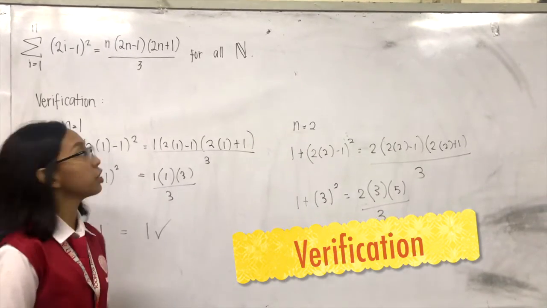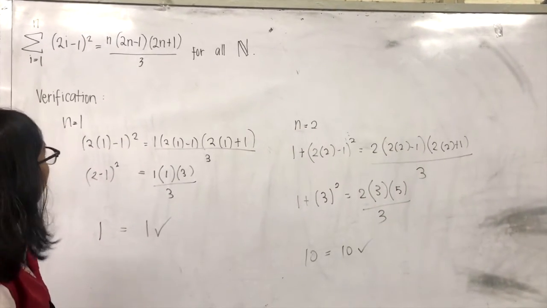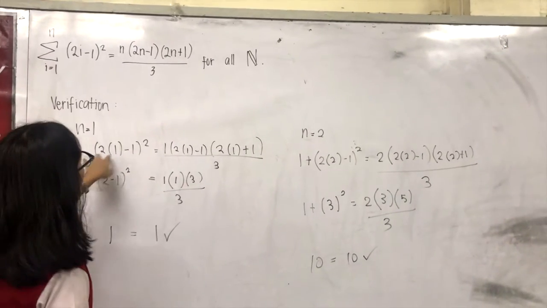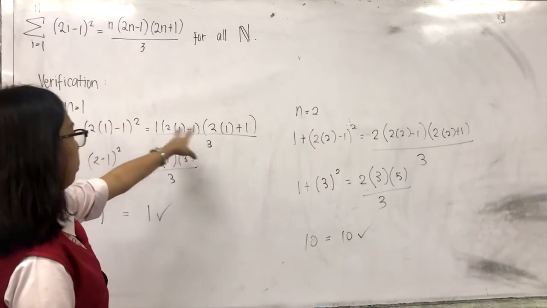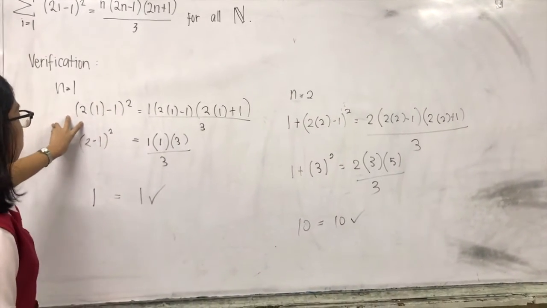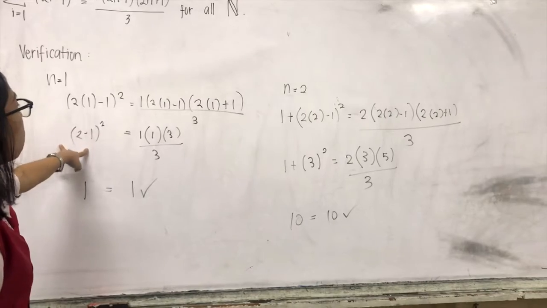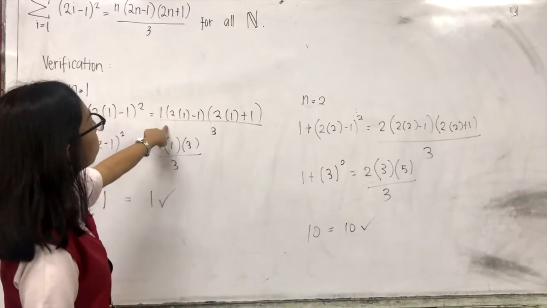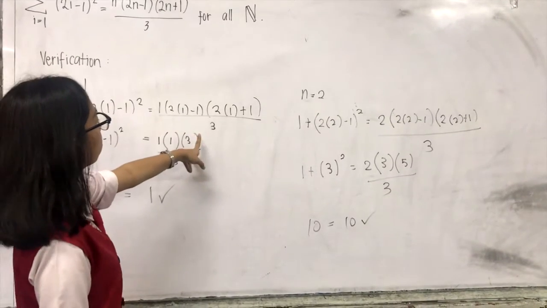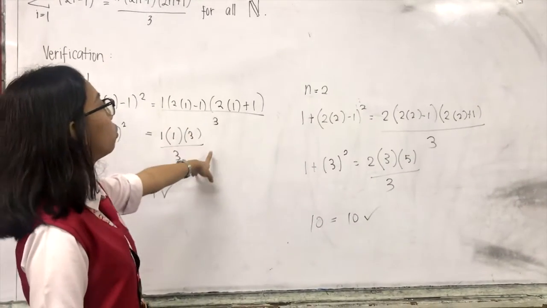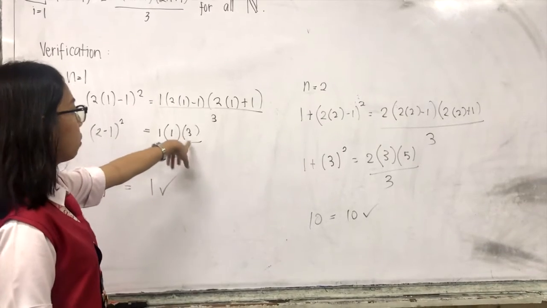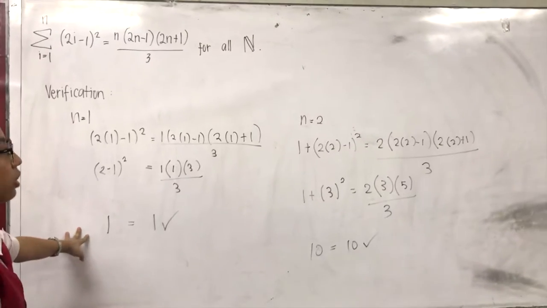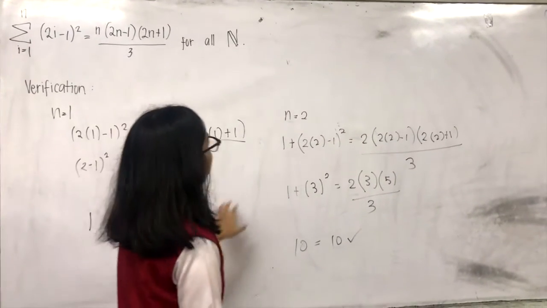We must substitute a certain number into both sides of the equation. First, n is equal to 1. So 2 times 1 minus 1 is 2 minus 1 squared, which is 1. On the other side, 2 times 1 is 2 minus 1 is 1, and 2 times 1 is 2 plus 1 is 3, over 3. So both sides are equal to 1. It's correct.